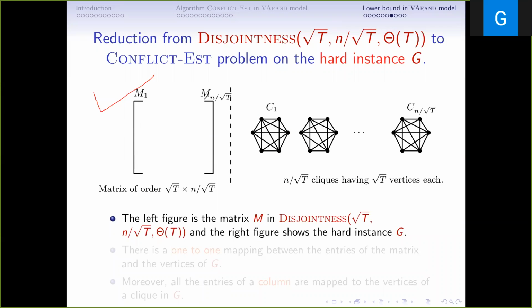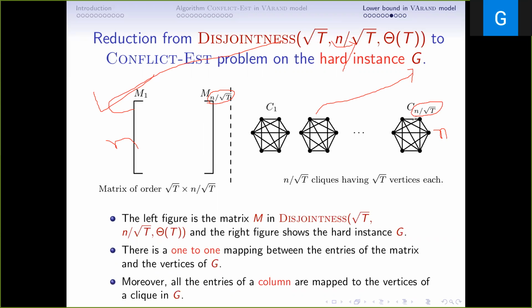The left figure shows the matrix of the disjointness problem, and the right figure shows our hard instance G. There are n entries in the matrix, and there are n vertices in the graph. There are n/√t columns in the matrix, and there are n/√t cliques in the graph. So we consider a one-to-one mapping between the n entries of the matrix and the n vertices of the graph. Moreover, this mapping is such that there is also a one-to-one mapping between columns of the matrix and cliques of the graph, such that all the entries of a particular column are mapped to the vertices of a particular clique.